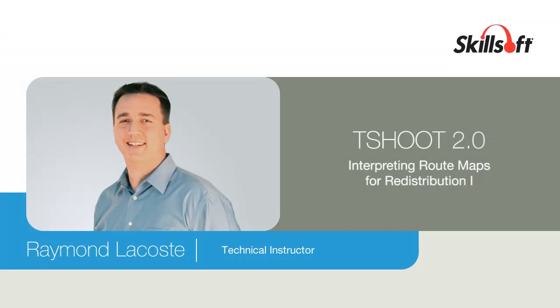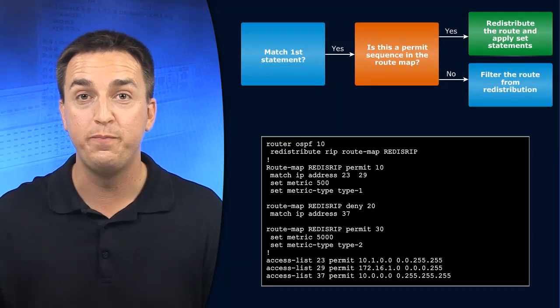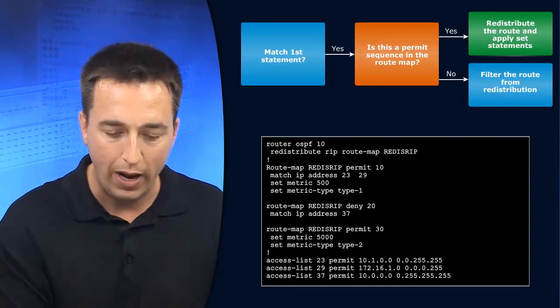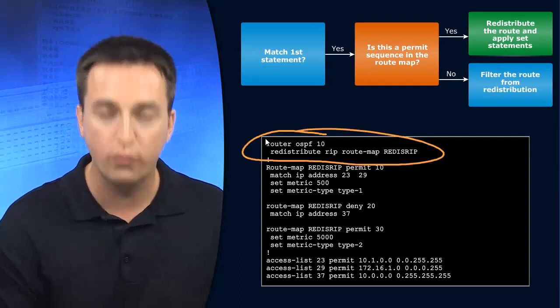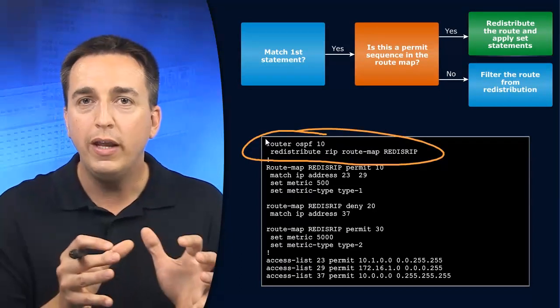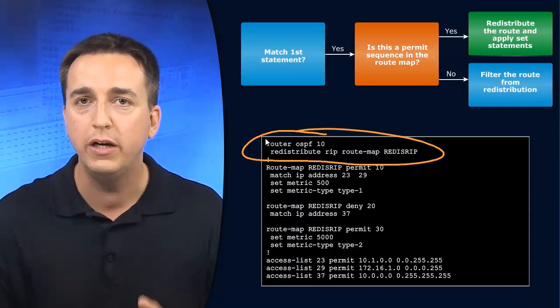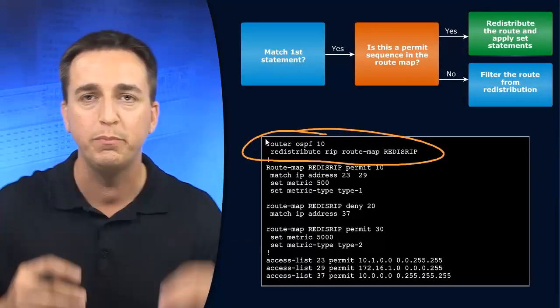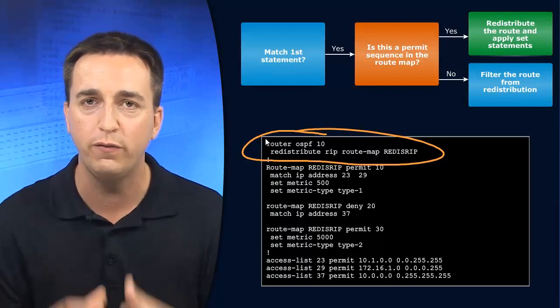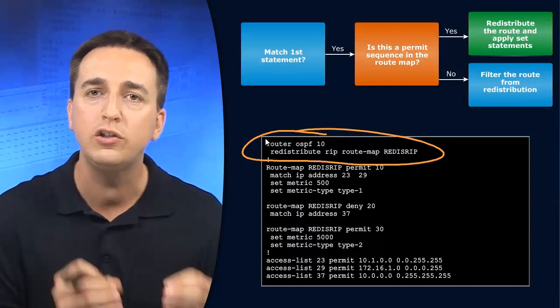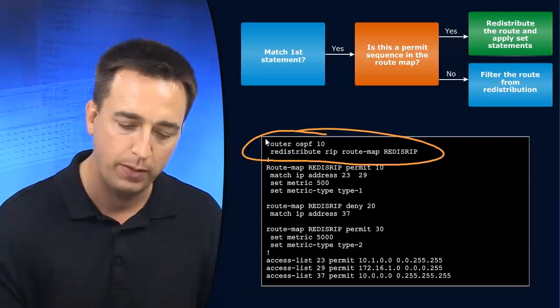I want to take a moment and analyze a route map with you. This route map that we're looking at is applied to the router OSPF process. Now, it is attached to the redistribute command, and what are we redistributing? We're redistributing RIP. So it's always important to ground yourself and figure out, what am I truly dealing with here? Well, we're redistributing RIP routes into the OSPF process.